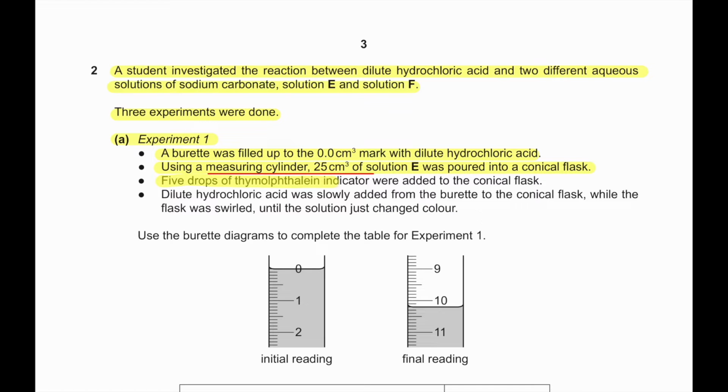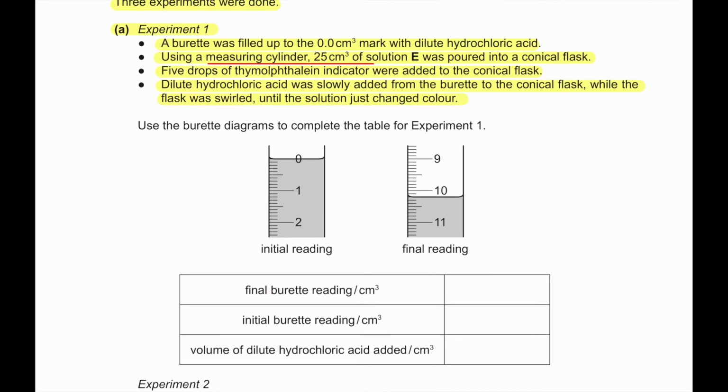5 drops of thymolphthalein indicator were added to the conical flask. Dilute hydrochloric acid was slowly added from the burette to the conical flask while the flask was swirled until the solution just changed color. Use the burette diagram to complete the table for experiment 1. We can see the initial reading was 0 and the final reading is 10.2.